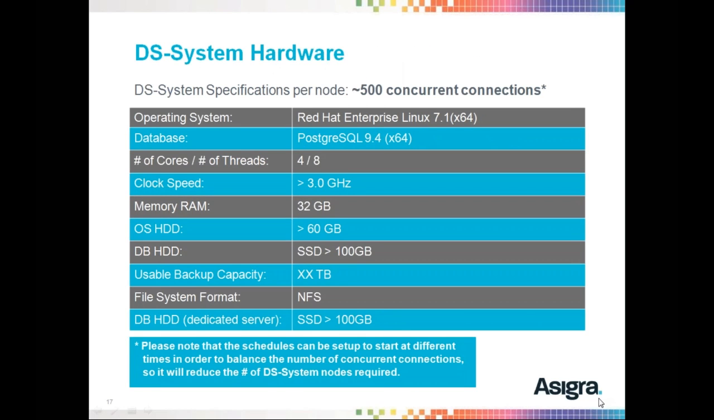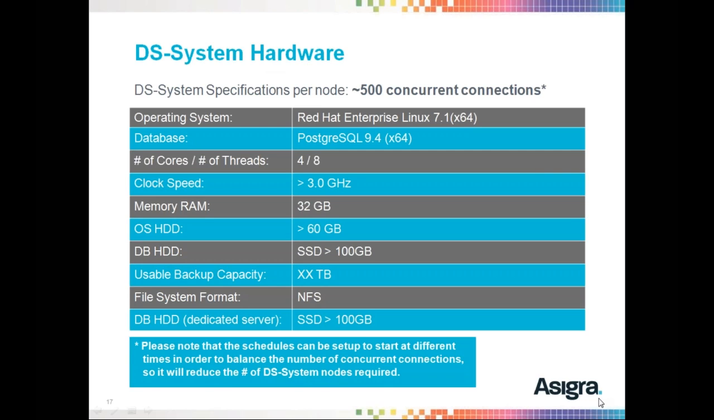The DS system, as I mentioned, on Linux will always give you better performance, as you know. It uses, again, a PostgreSQL database. Before we go any further, we recommend N+1 from a high availability perspective as far as the DS system nodes, and of course the ability to handle more concurrent activities at any given time. The requirements are the same as far as the number of cores, threads, clock speed, RAM, operating system, and database, and the backup capacity is whatever number of terabytes that specific DS system needs to carry out its backup requirements.